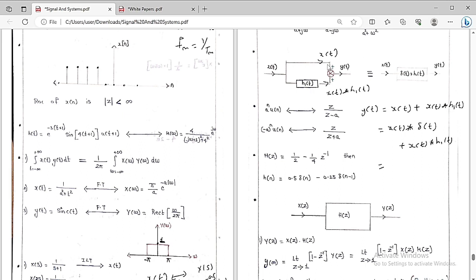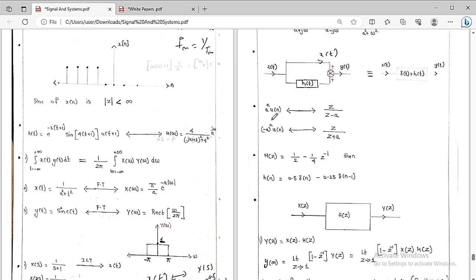So what I can do is take x of t as a common factor: x of t convolution of delta of t plus h1 of t. If we simplify, we get the same thing: x of t convolution of delta of t plus x of t convolution of h1 of t. This is the y output we are going to get. So what is the net impulse response? Delta of t plus h1 of t is the net impulse response. So that is the overall impulse response of the system.